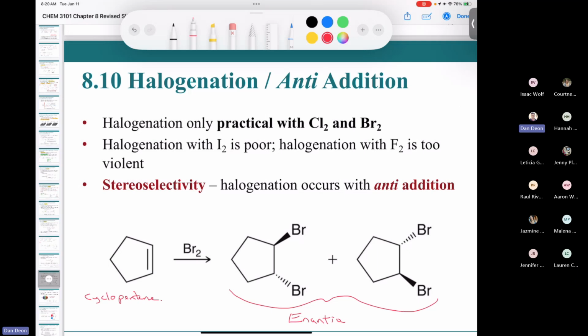So in this case, we ended up with a pair of enantiomers. And you notice that in terms of stereoselectivity, we only get the products from anti-addition. That means that each bromine is added to the opposite face of the molecule. So one bromine is added to one face of the molecule. So you see one is going up and the other one is going down.